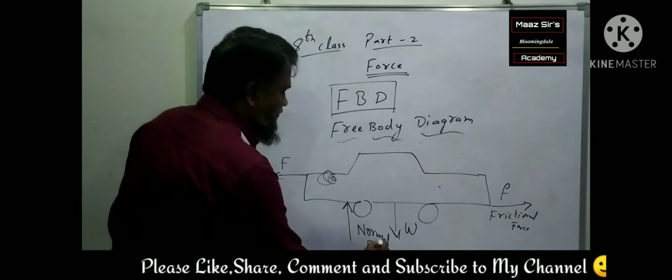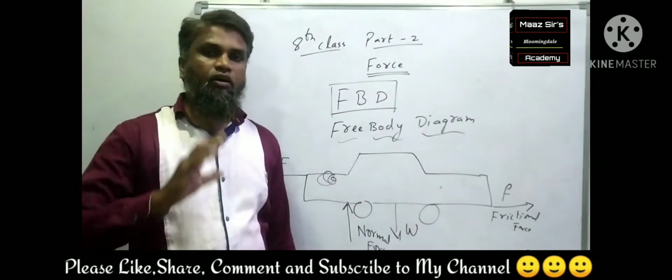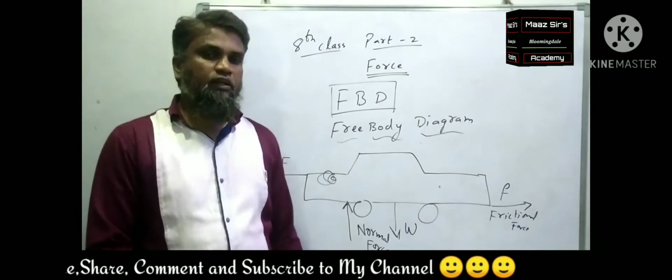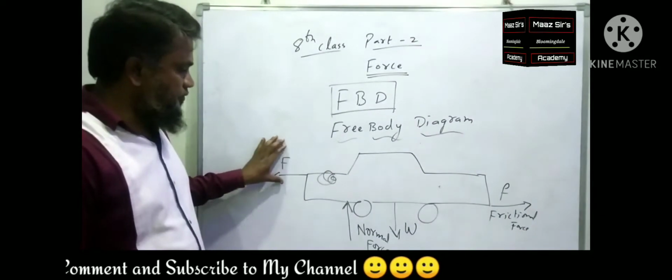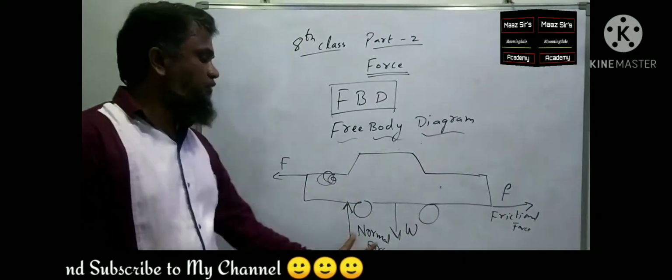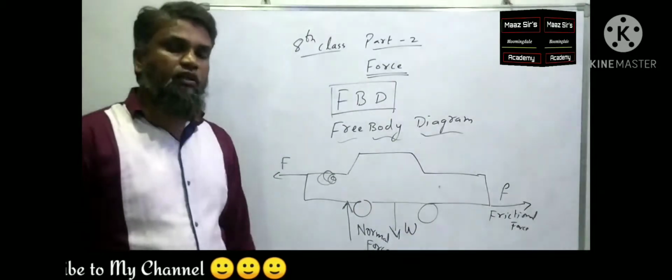and this force is known as the normal force. So in general, we can say that any object which is stationary or moving has four types of forces. One is the main force, the other is the frictional force, one is the weight, and the next one is the normal force.